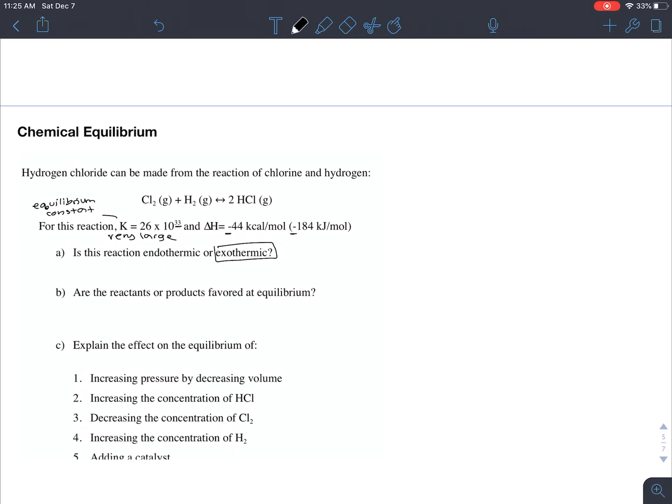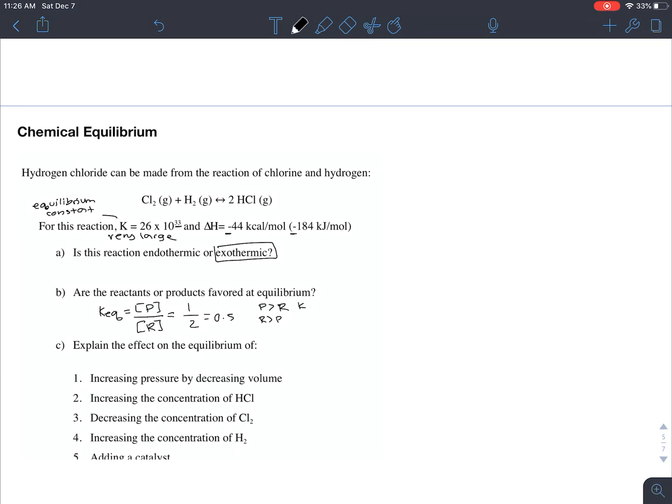Then it says, are the reactants or products favored at equilibrium? Well, let's think about it. K equilibrium is the concentration of the products over the concentration of reactants. If you have a very large number on the top, you're going to get a very large K. If I have 2 over 1, my products are greater than my reactants, my K would be 2. So that means products are greater than reactants. Now, what if I flipped that and I had 1 over 2? My reactants are greater than my products. Well, my K would be 0.5.